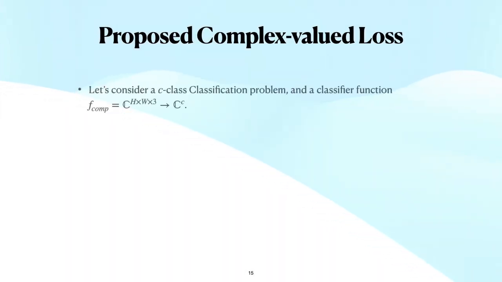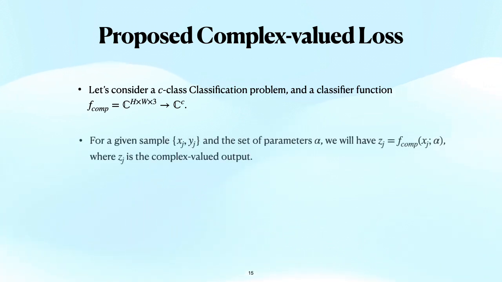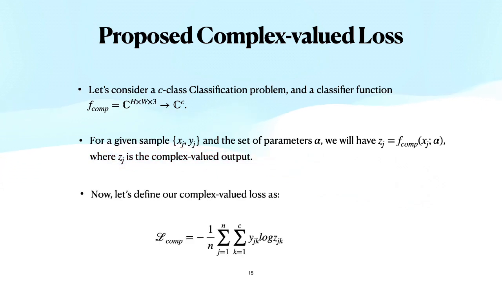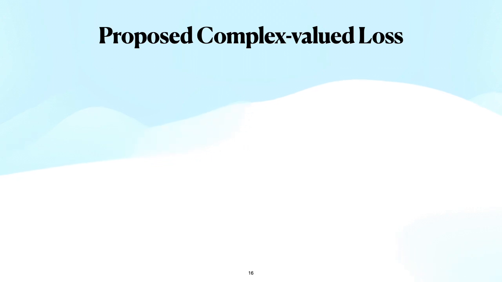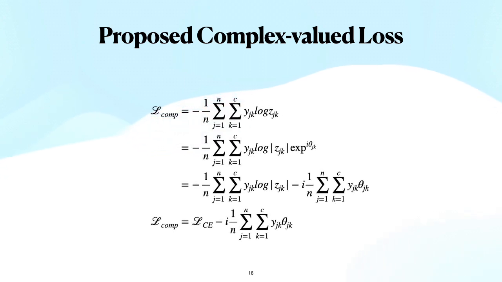Let's try to define a complex loss function. Considering a function fcomp that takes complex input and gives complex output, we can obtain a complex output z from input sample x. Let's put our complex output z in cross entropy loss. But when we expand z into its magnitude and phase, we obtain a modified version of loss function. Here, real component of the loss caters to magnitude, which represents predicted probabilities of classes, and imaginary component caters to the phase of the output.